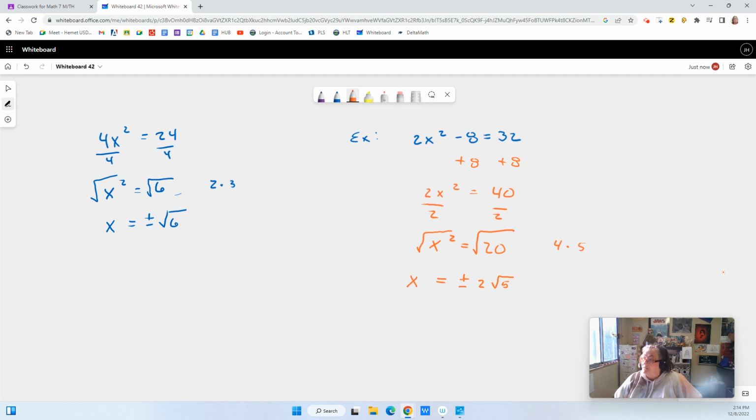Or even if you looked at this and thought, I don't know it's 4 times 5, but I know it's 2 times 10, and then I know that 10 is 2 times 5, and you see that you have a pair, you know you can pull out a 2. Does that make some sense? All right.